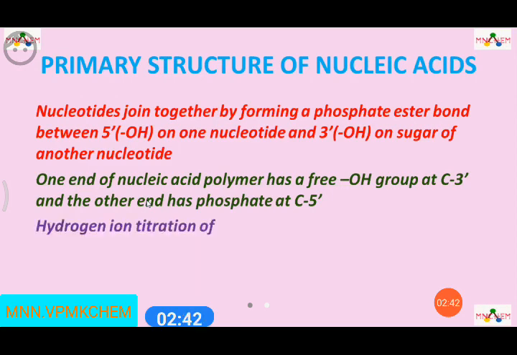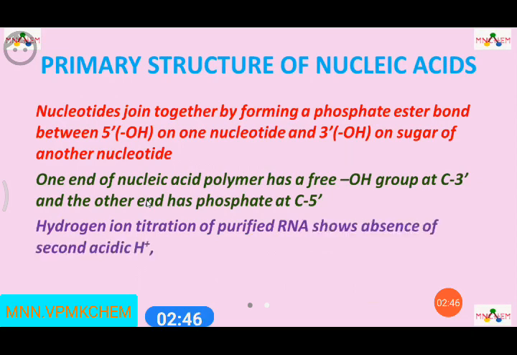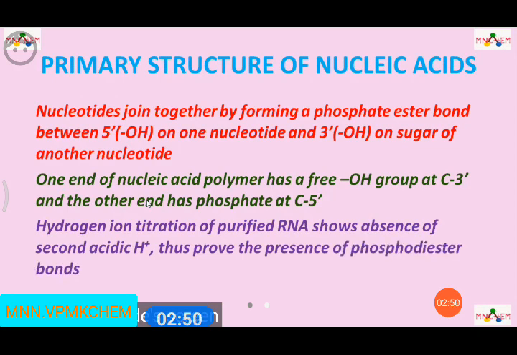Hydrogen ion titration of purified RNA shows absence of a second acidic proton. Thus, it proves the presence of phosphodiester bonds in the nucleotides or polynucleotide chains.